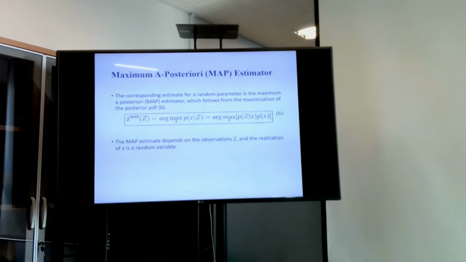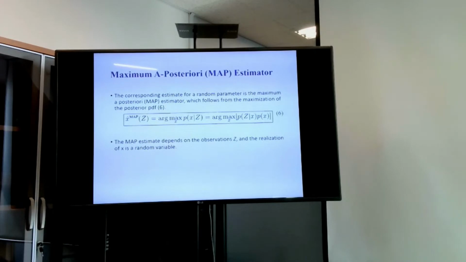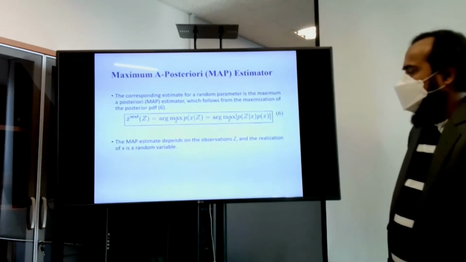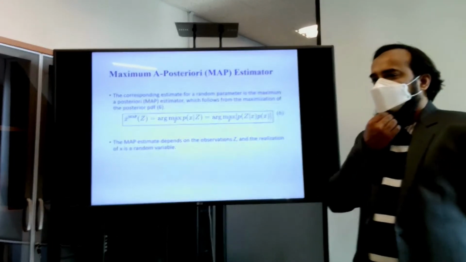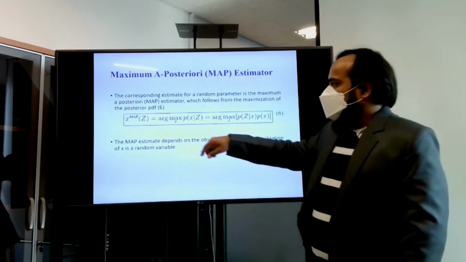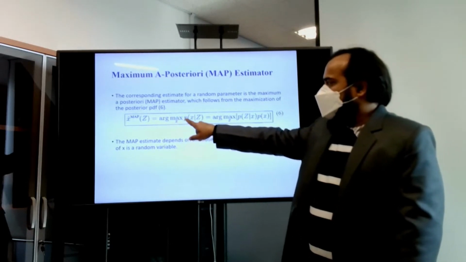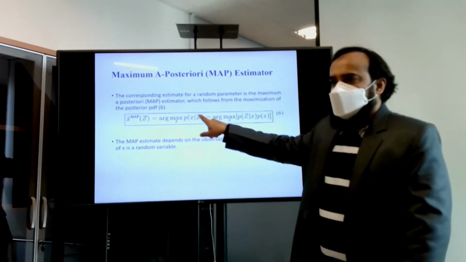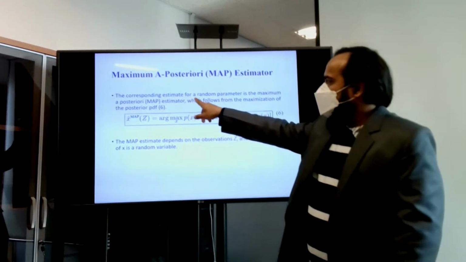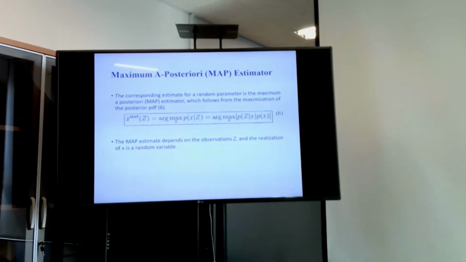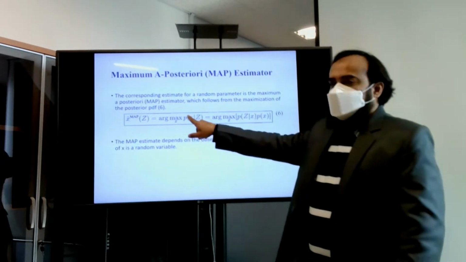Now the MAP estimator. In this case, the prior information p of x is already known. So we just apply Bayes theorem. What is the MAP estimator? Here we put the maximum value of x in the Bayes formula. The corresponding estimate of a random parameter is the maximum a posteriori estimator, which follows from maximization of the posterior PDF. So this is the posterior PDF, or Bayes formula.